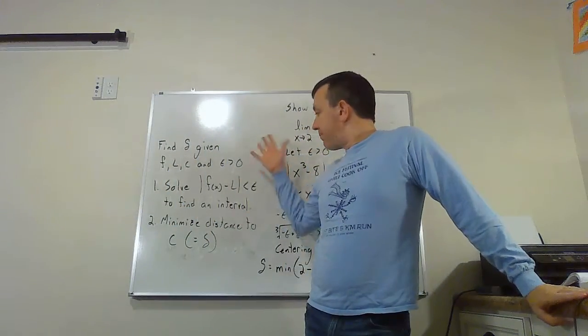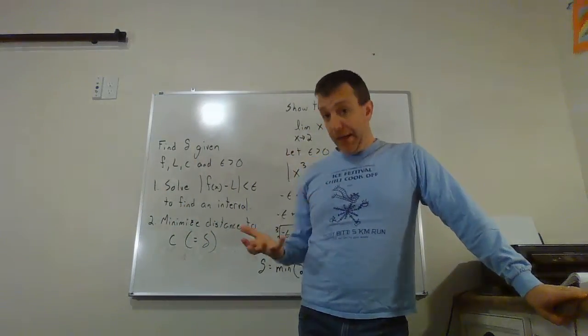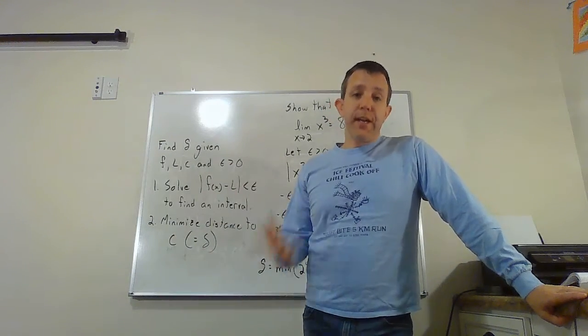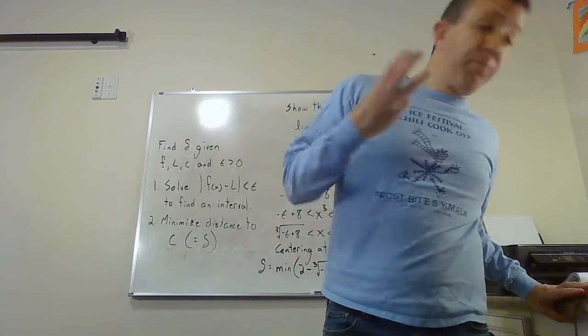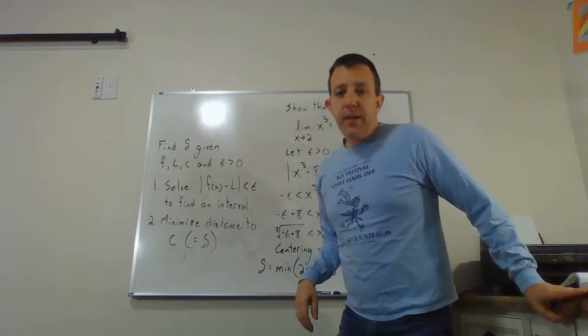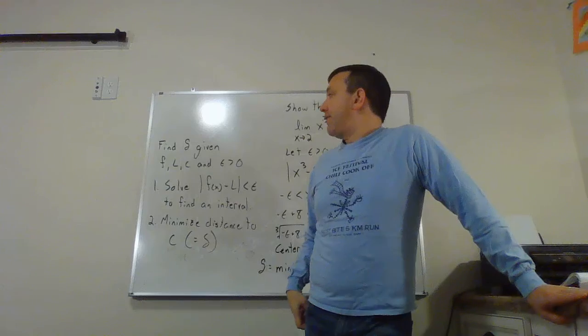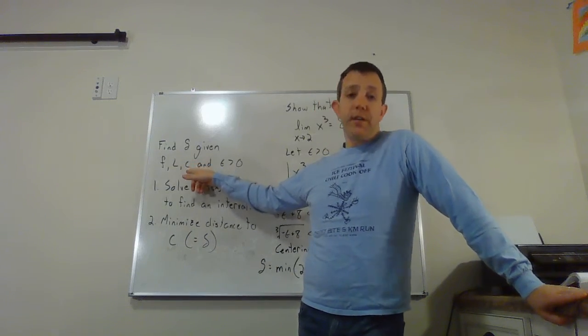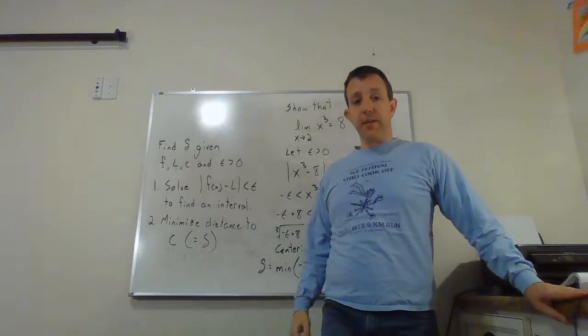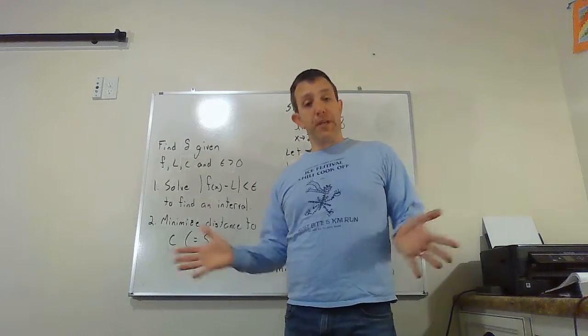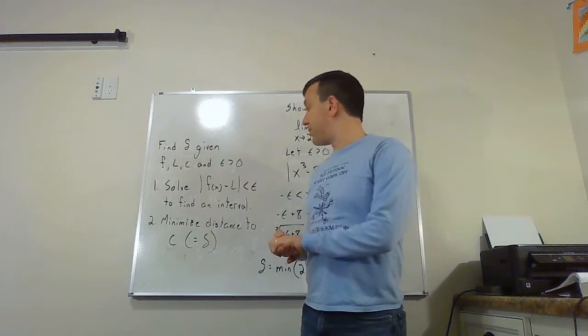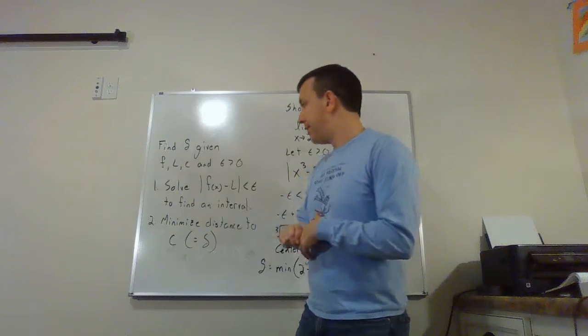All right, so I have some brief directions for how to do just any of these, and then I have a few more examples, three more examples in total. So first, the directions. To find delta given a function, a limit, a number we're approaching, and some epsilon greater than 0. Remember, it could be a number. We've done a couple of those examples, or it could just be an arbitrary epsilon.